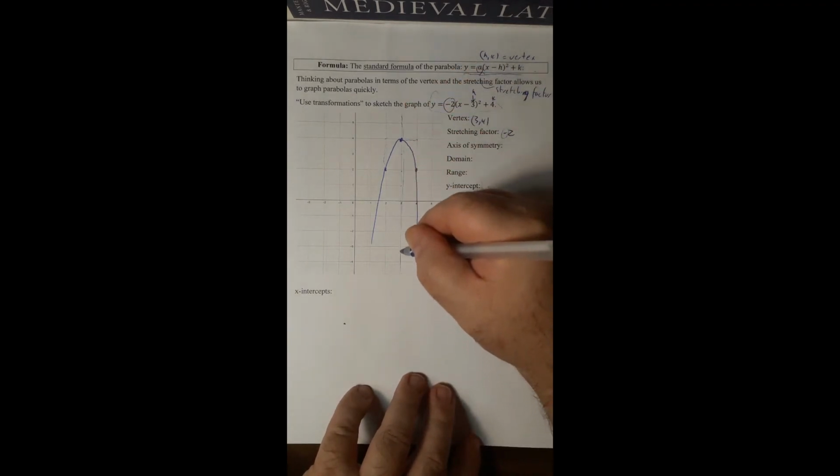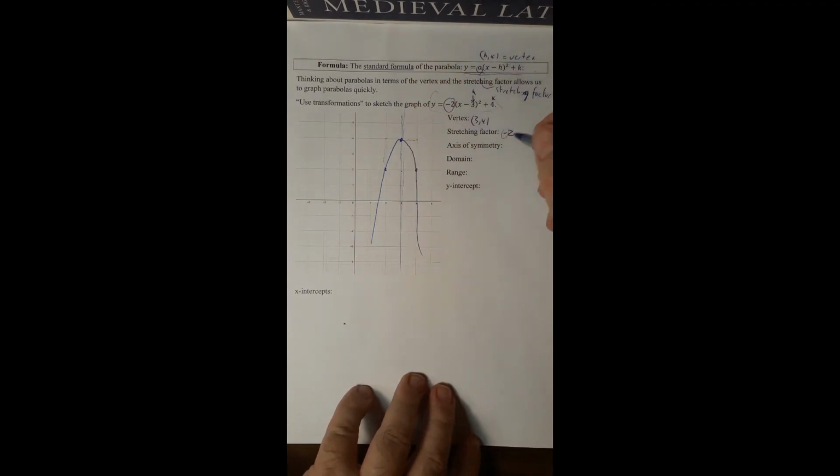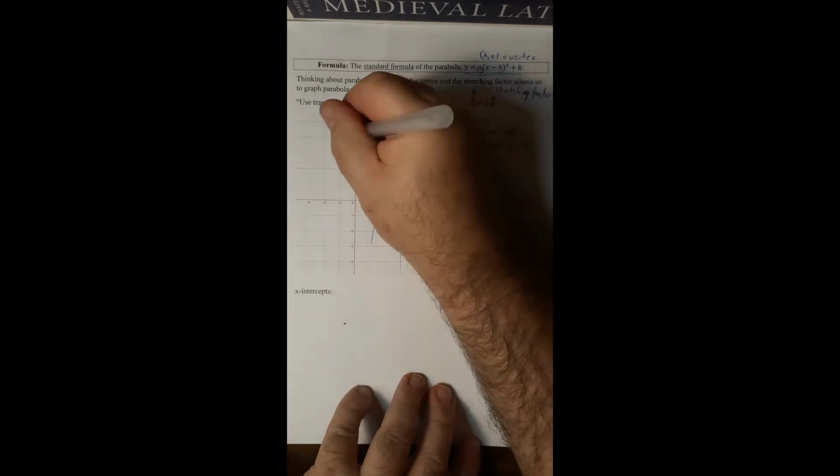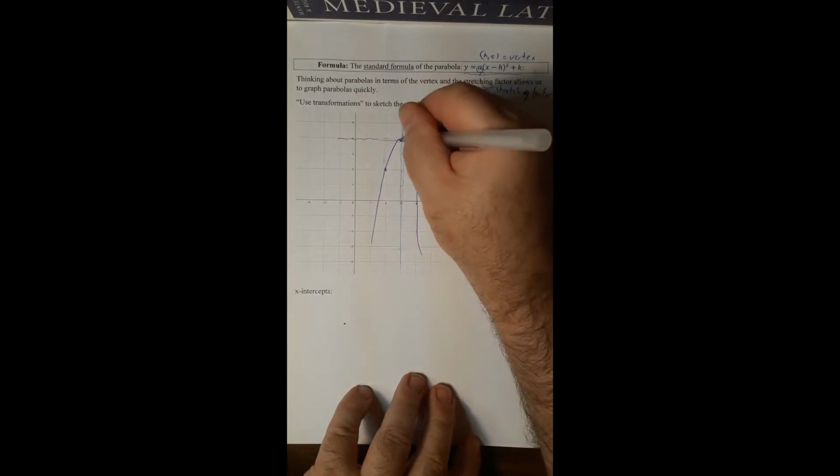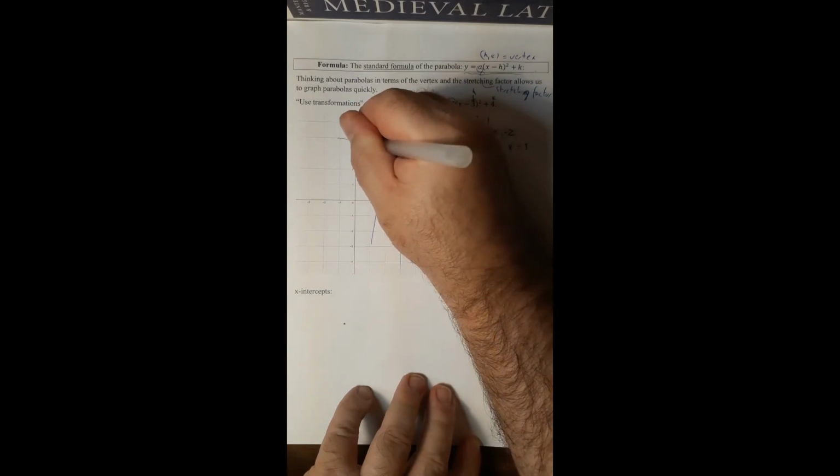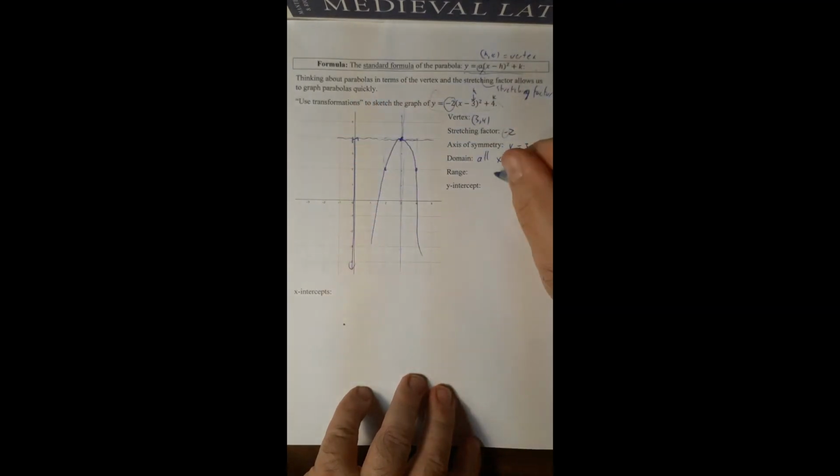So the axis of symmetry is x equals 3. It's a vertical line that goes through the vertex. The domain for parabolas is always all x. The range, now this is a graph that's got a top. So the range is all y's that are less than or equal to 4.